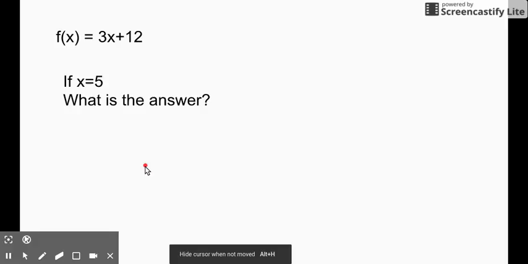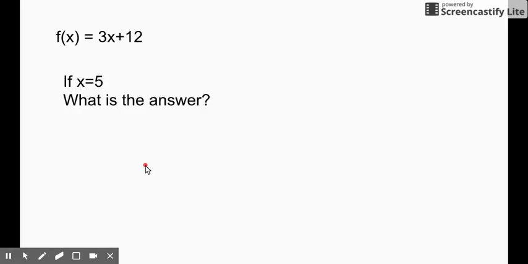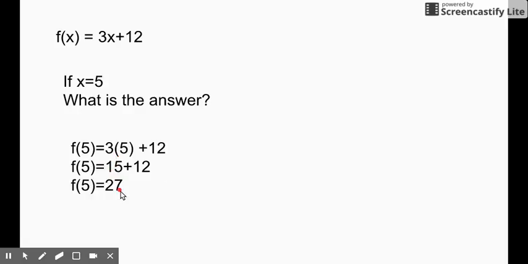Okay, did you take a pause? Well, let's see what happens. If I solve it, you see here that f of 5 would be 3 times 5 plus 12, which gives us 15 plus 12. So if 5 is your x, then your answer becomes 27. It's easy peasy.